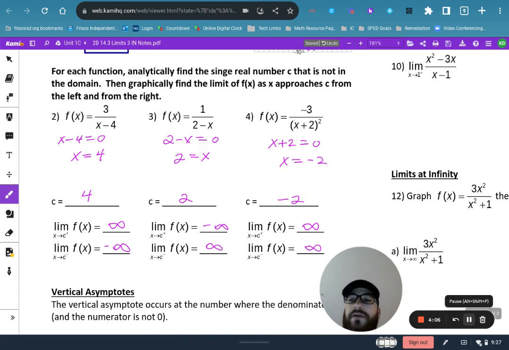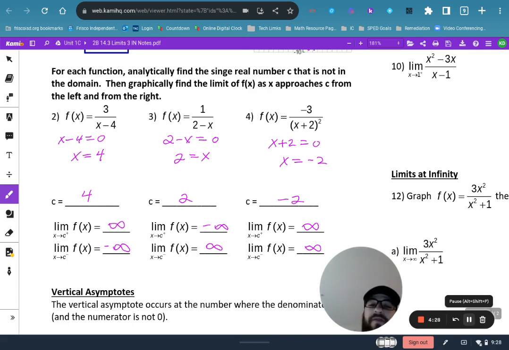All right, y'all. So we can see number 3, we set that 2 minus x equal to 0. So the x value we're looking at is 2. And when we look on the graph, because of that being backwards, the 2 minus x instead of x minus 2, it does actually end up kind of flipping our rational function, which is why we approach negative infinity from the right and positive infinity from the left.